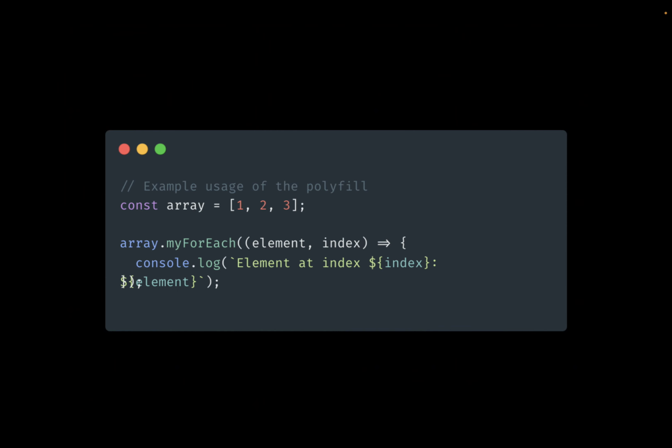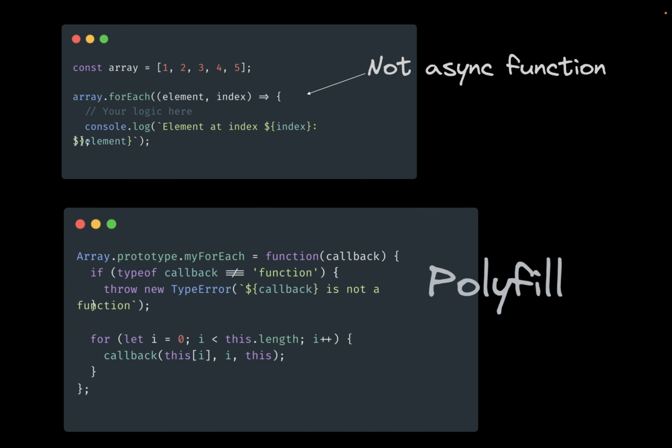In this example, our custom myForEach method is seamlessly applied to the array, mimicking the behavior of the native forEach method. This hands-on implementation allows you to appreciate the simplicity of the forEach method and how it can be recreated with just a few lines of code.